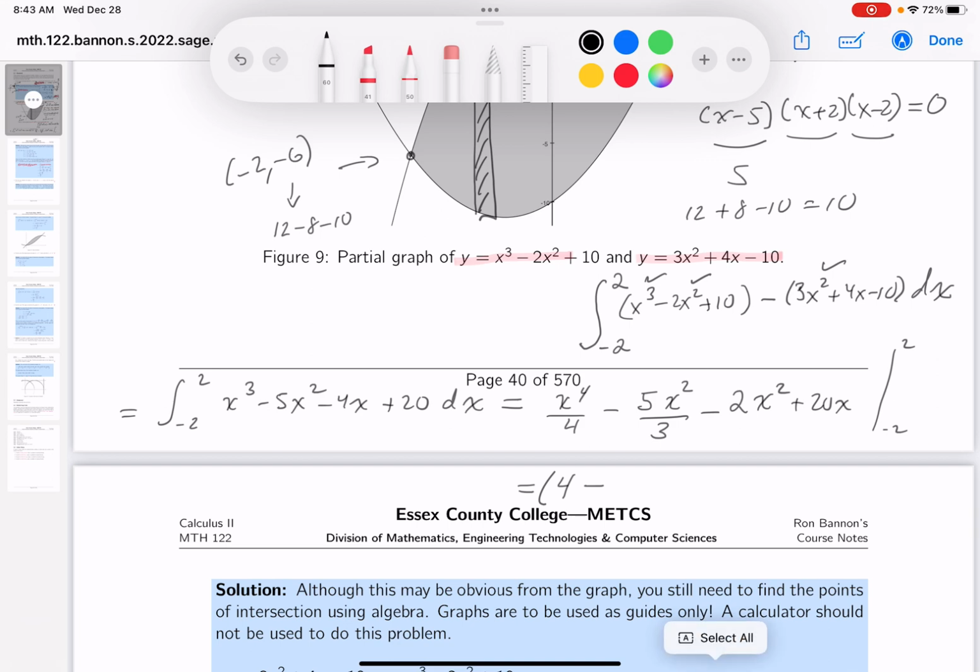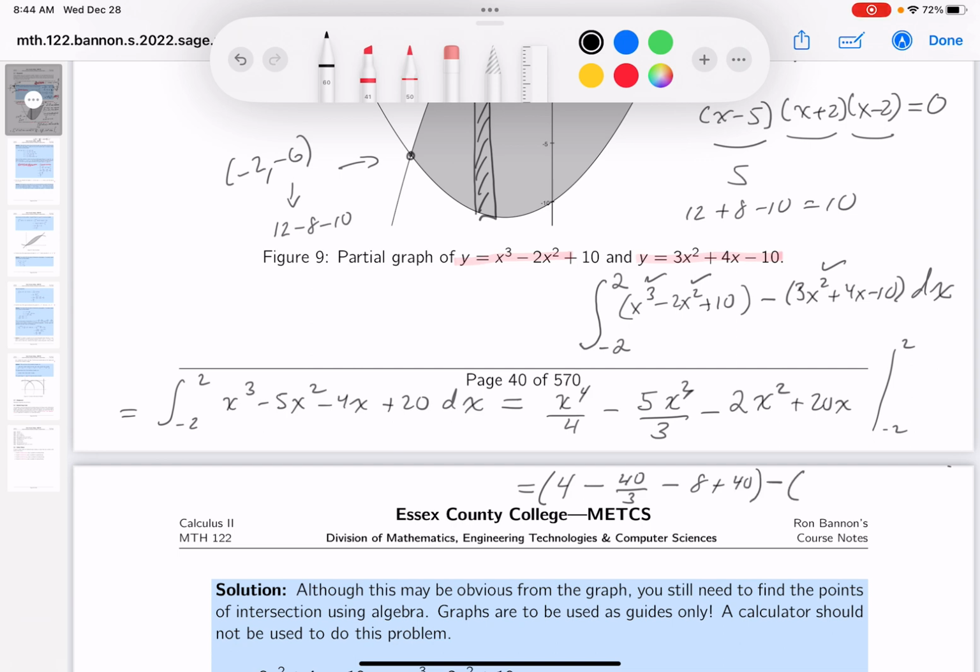You know what? I made a mistake over here. I'm sorry about that. It's a cube. I just noticed it because it should go 4, 3, 2. Sorry about that. 2 cubed is 8. 5 times 8 is 40, so 40 thirds. Minus, let's see, you get 2 times 4, which is 8, plus 40.